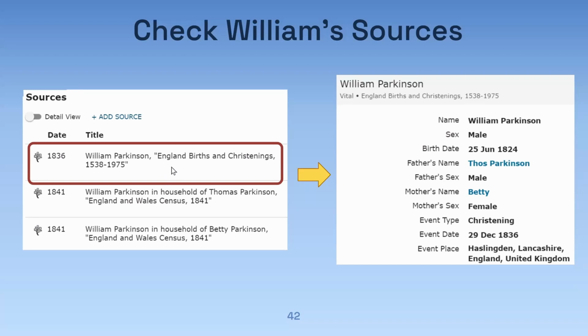So we'll start with the first source at the top. We click to open that, and this is what we see. Well, everything matches what we already know about this guy. The birth date is correct. It matches his original intended identity. The dad is right. The mom is right. The christening date is right. The christening location is right. So this source stays. This is a good one. And if FamilySearch dishes up more hints that match this, they're going to be good hints.